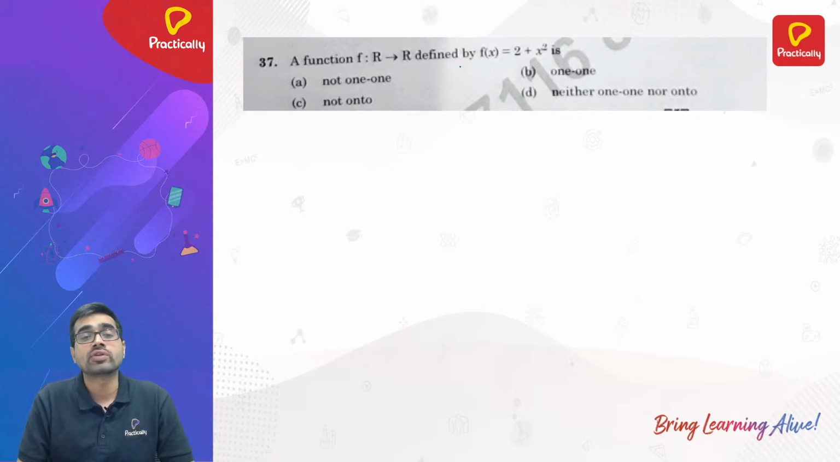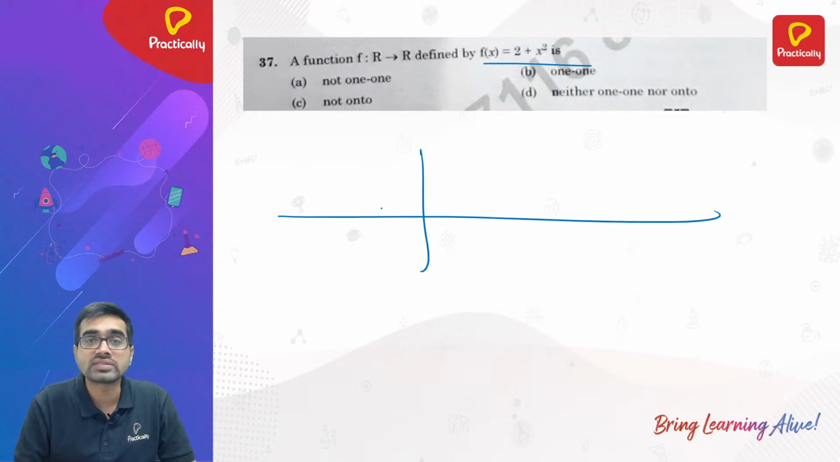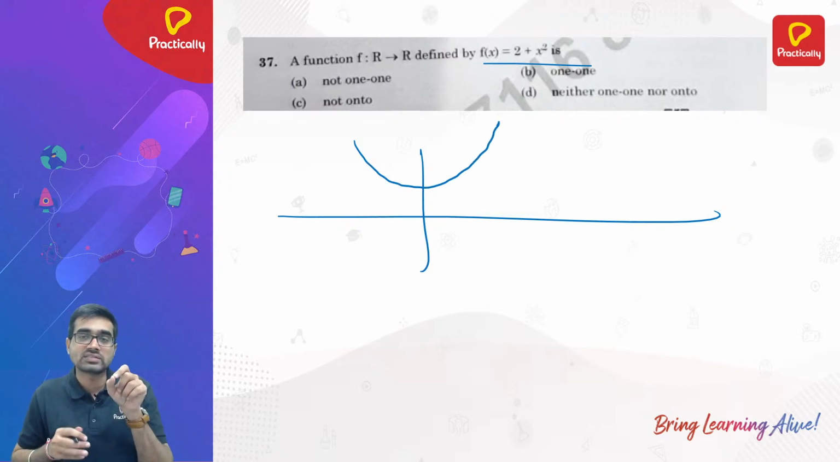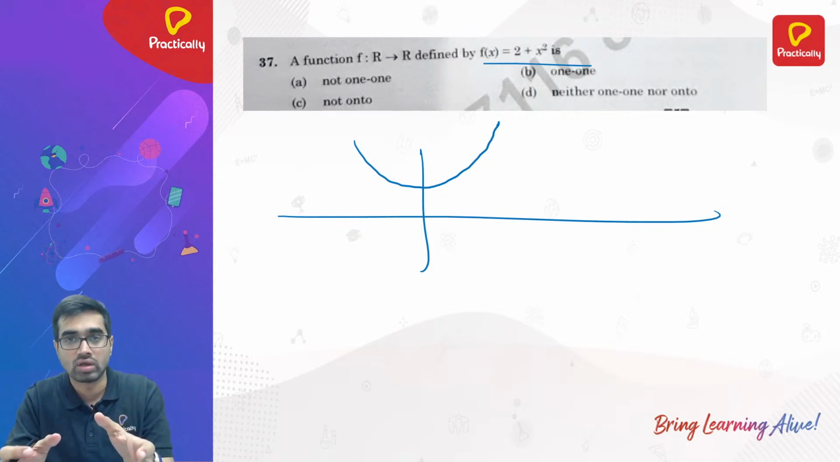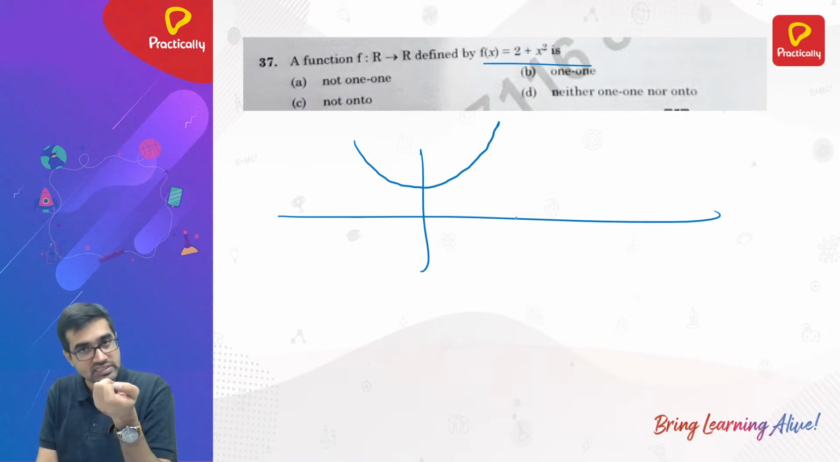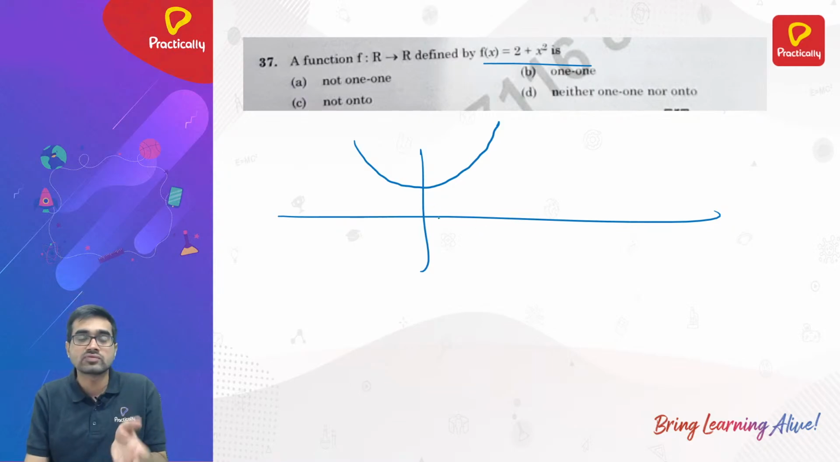Function defined from real to real numbers, defined as 2 plus x square. You have been told that x square itself is a many-one function, because minus 1 and plus 1 both give the same value. So if you shift it, it won't change the type of that function. It is still many-one, because shifting on the y-axis won't change anything.